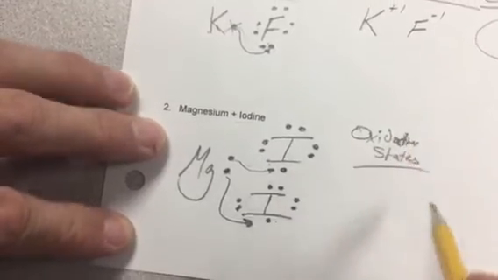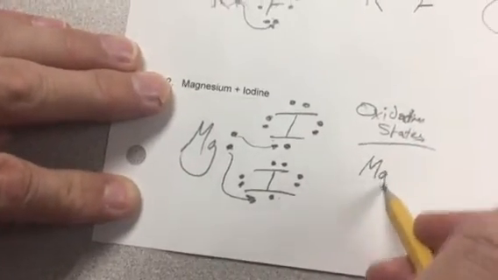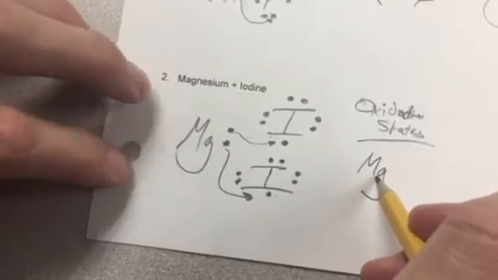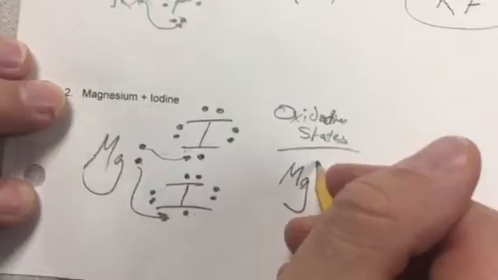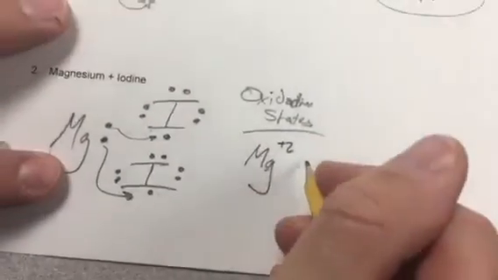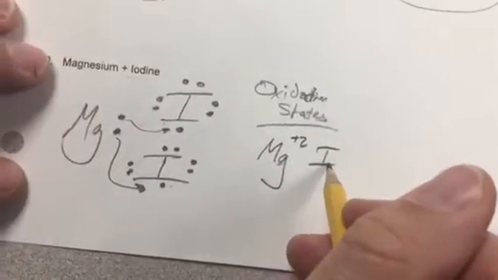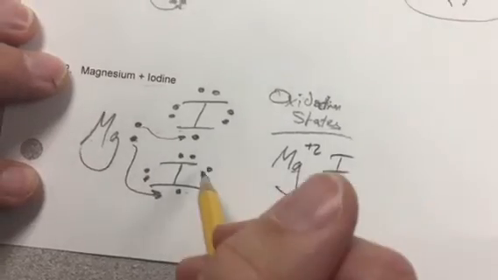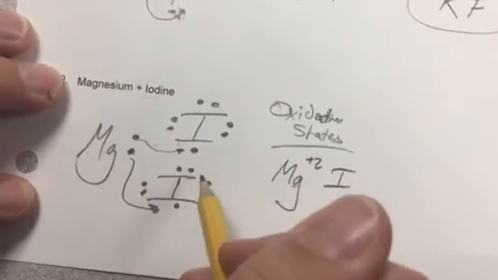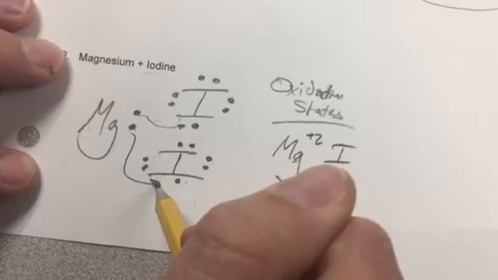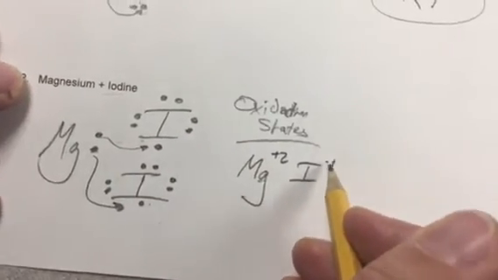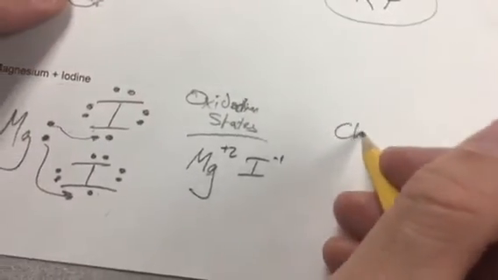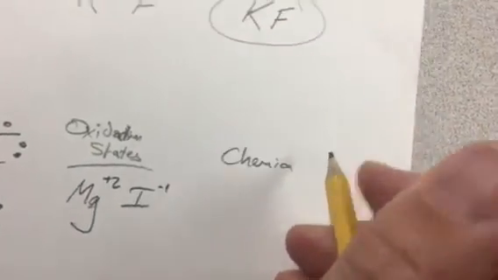Oxidation states. We'll start with magnesium. Magnesium got rid of 2 electrons, so its charge went from being neutral to actually +2. I'm also going to draw in iodine's oxidation state. I'm looking at one individual iodine atom. It gained 1 electron, so each iodine atom became a -1 ion. And then finally we'll write in our chemical formula.